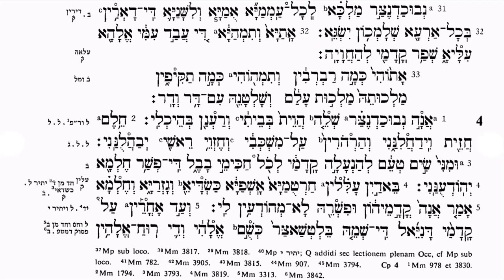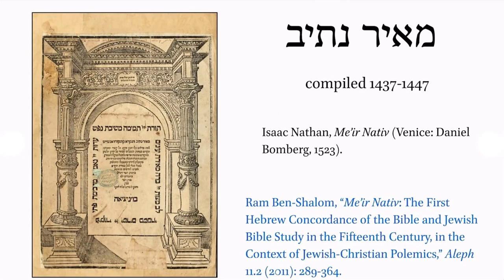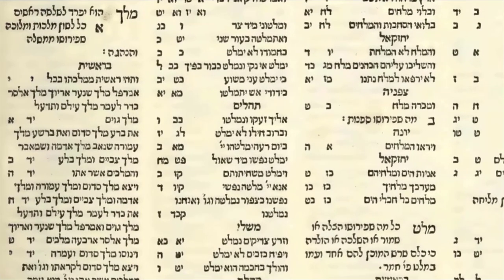Well, obviously different traditions. And a powerful contribution to that tradition for Hebrew Bibles is the first ever Hebrew concordance. It's called Meir Nativ, which I've circled there on the title page. Notice this was printed 500 years ago, and I've referred you to a scholarly article on it there on the screen. Let me give you an example of what a page of Meir Nativ Illuminates a Path looks like.